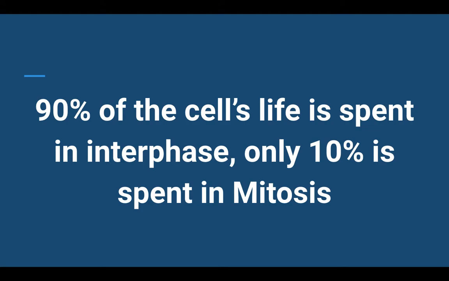A very important reminder, and maybe helps make this process make sense, is that 90% of the cell's life is spent in interphase. So those 3 phases, G1, S, and G2, is where the cell spends the majority of its lifetime. Only 10% is spent in mitosis, so therefore a very fast part of its life is happening during prophase, metaphase, anaphase, and telophase.